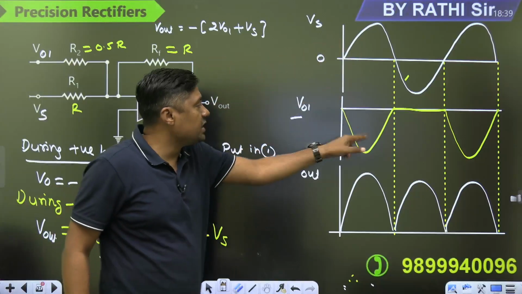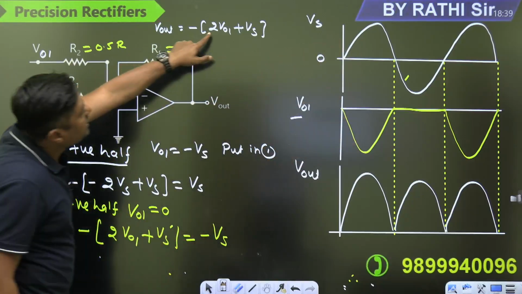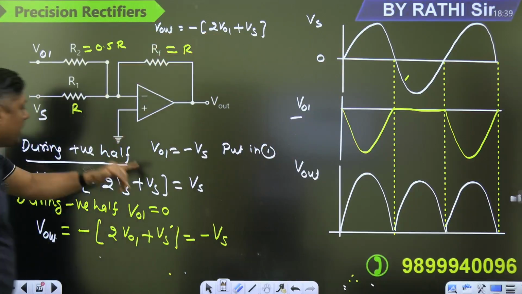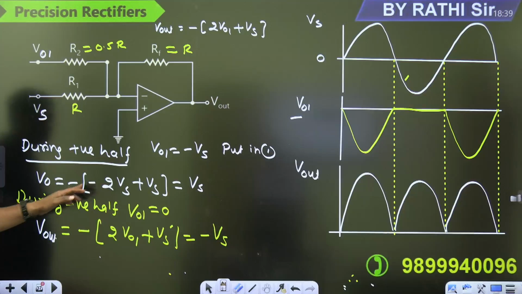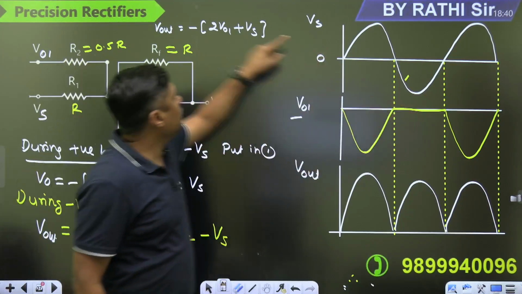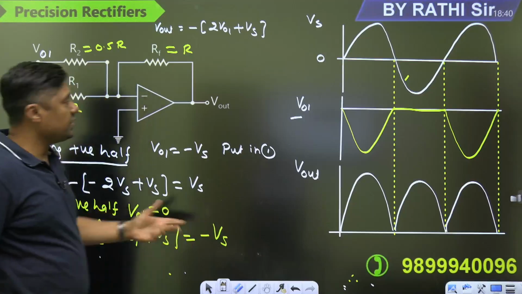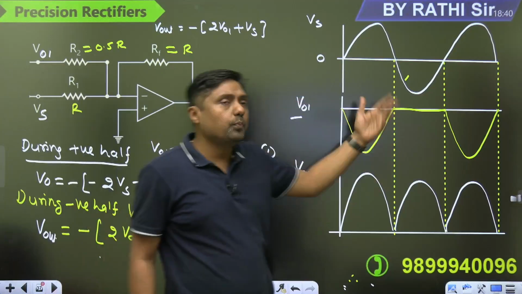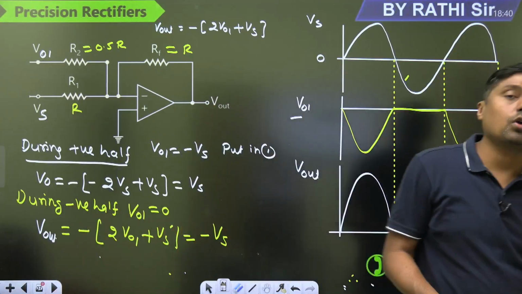What is this? Minus of Vs. So put here minus of 2Vs plus Vs, it will become minus, this is the Vs. Minus minus, it will become plus Vs. Okay. In the second half, during the negative half, what is the V01? 0. To put the V01 0, it will become minus Vs. Finished. The negative portion will become positive. You will get the answer in terms of what? Input.